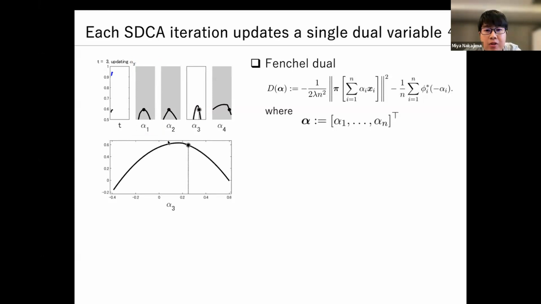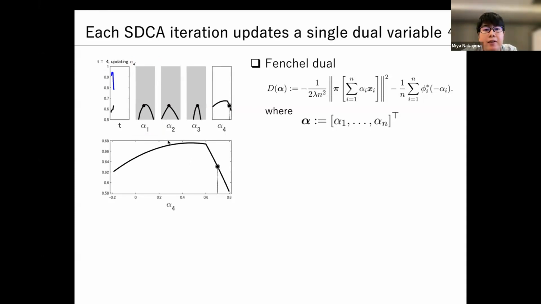This panel plots the Fenchel dual D of alpha against alpha 3 with the remaining dual variables alpha 1, alpha 2, alpha 4 fixed. This panel plots the Fenchel dual D of alpha against alpha 4 with the remaining dual variables alpha 1, alpha 2, alpha 3 fixed. Ideally, we update alpha 4 to the position where D of alpha is maximized.